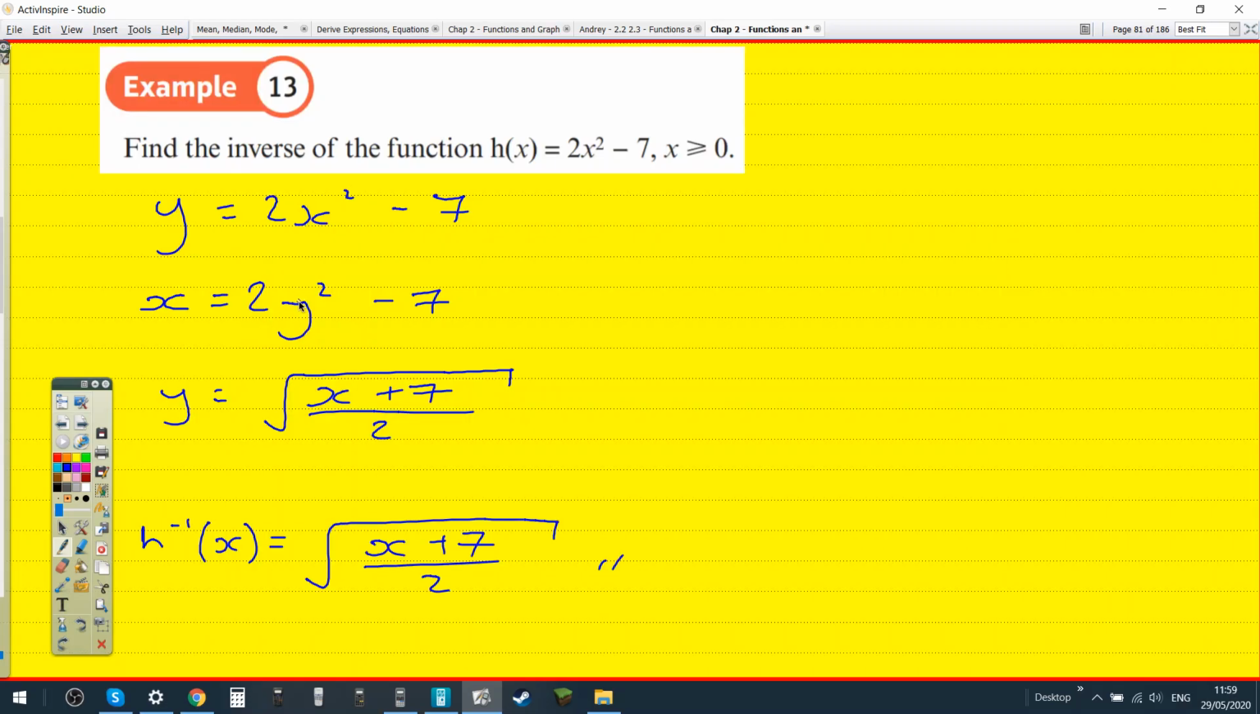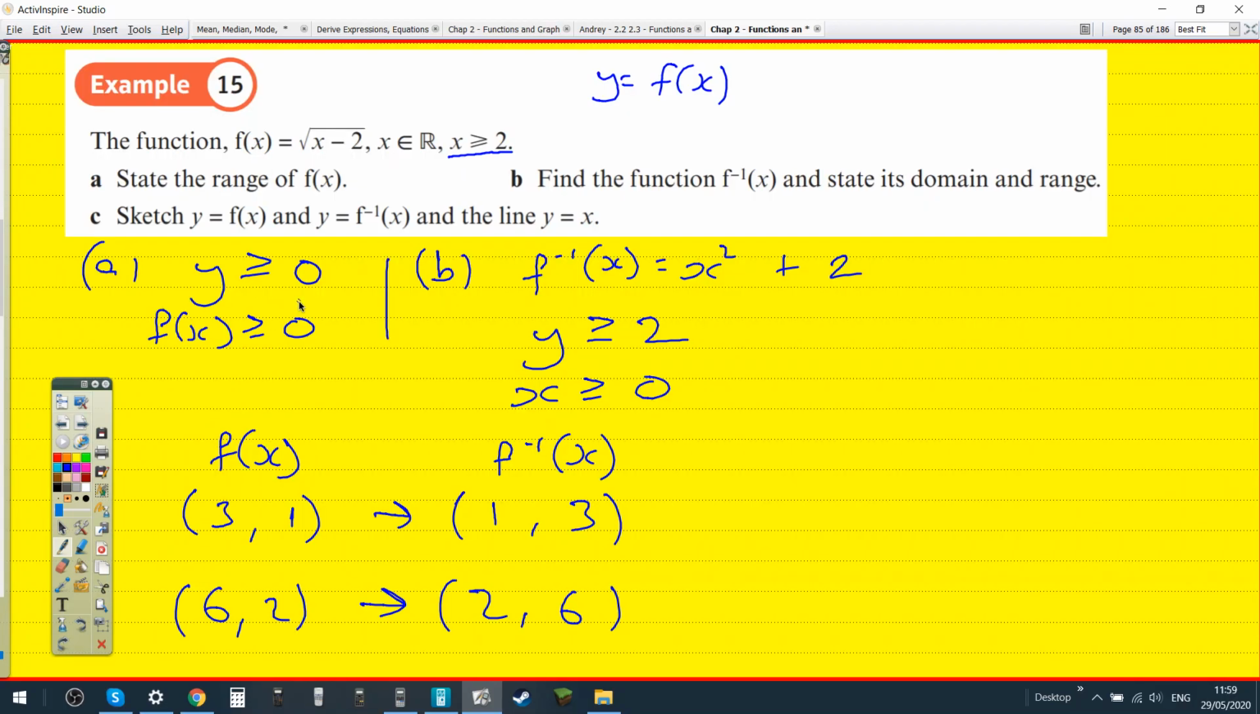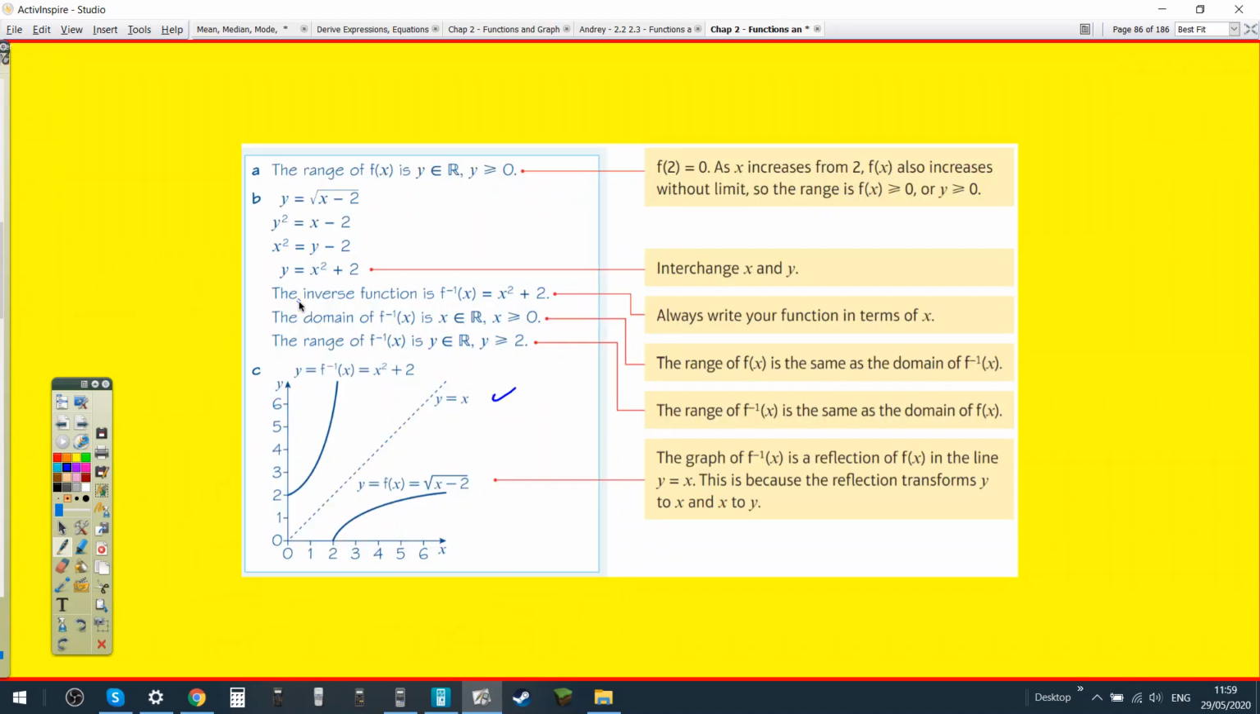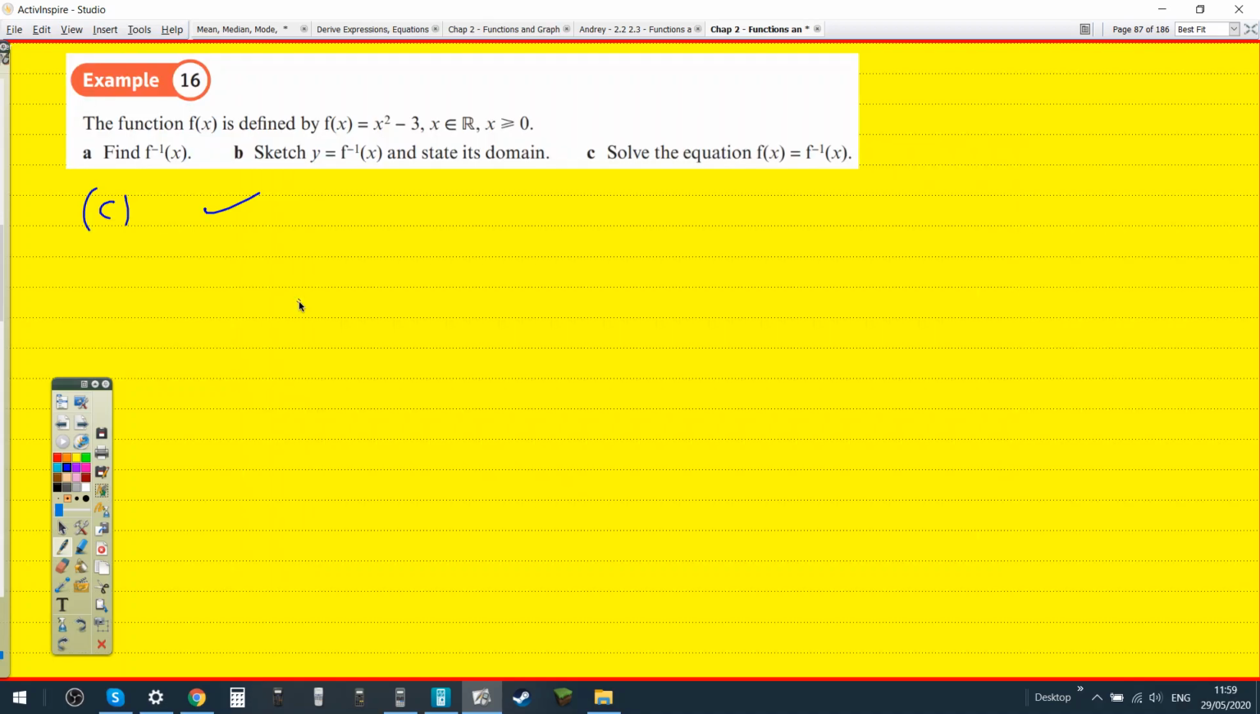Without putting this one into your calculator, what is the range for the inverse function? Is it y greater than or equal to 0? Yep, that's a quick way. So inverse function, that's okay. Make them equal to each other and solve. You just swap the x with the y. Another way of saying that is a reflection in the line y equals x.